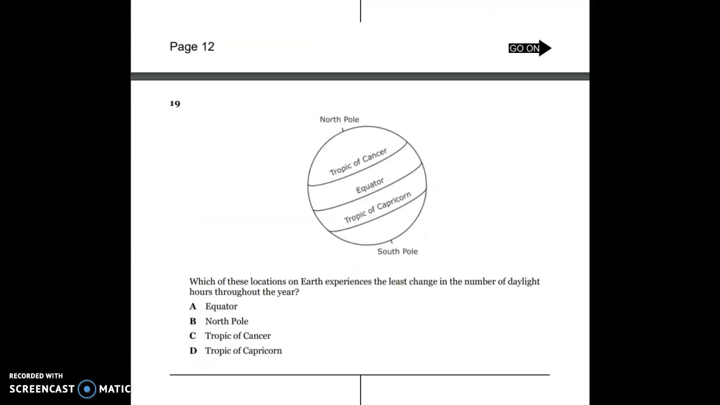Number 19. North Pole, Tropic of Cancer, Equator, Tropic of Capricorn, South Pole. Which of these locations on Earth experiences the least change in the number of daylight hours throughout the year? Equator, North Pole, Tropic of Cancer, Tropic of Capricorn.